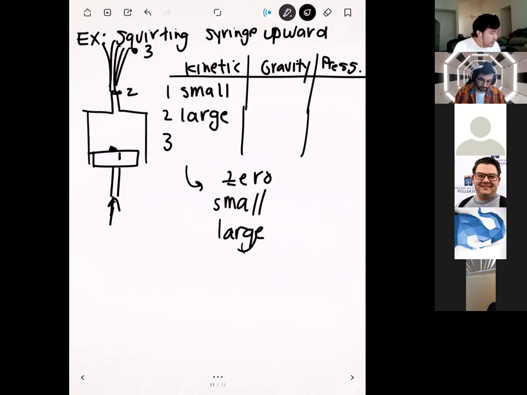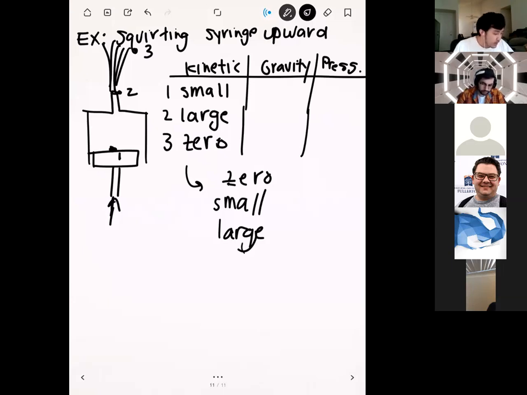And at point 3, the fluid has basically reached its height. If you toss a ball up and the ball reaches the top of the height, you know that at the top of the throw, the ball is going to have 0 velocity, right? So if it has 0 velocity, then its kinetic energy will also be 0. And so that's the kinetic energy.